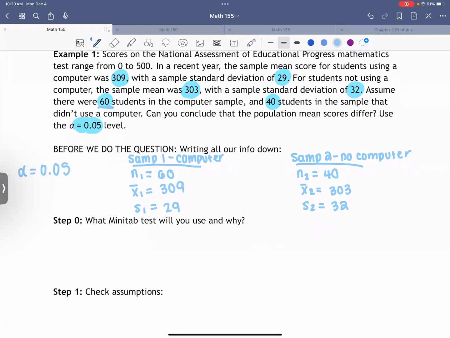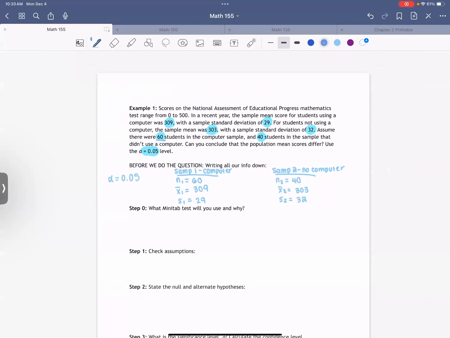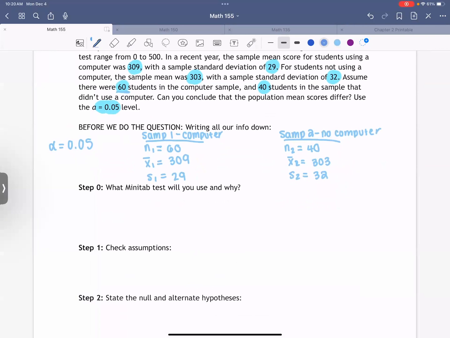Okay. Step 0, before I even do the question, I need to figure out what Minitab test I'm using. I have 2 samples, right? So I just need to figure out if I have independent versus paired. Who thinks I have paired samples? Who thinks I have independent samples? Nice. Okay. I feel good. I feel like I taught you the difference very well. We know the difference between these two. We have independent samples.